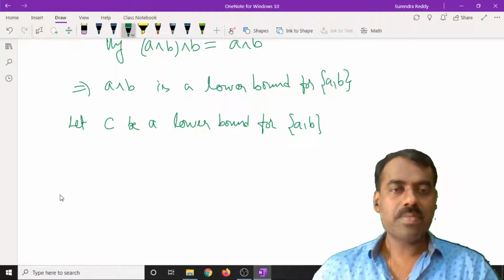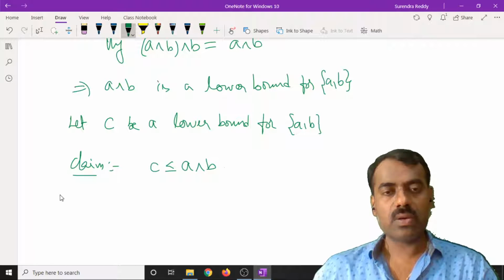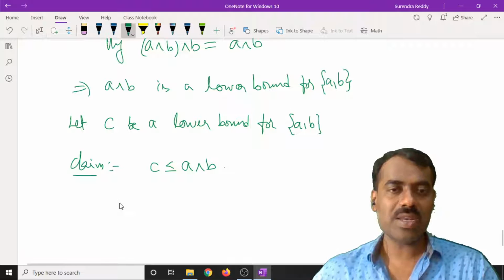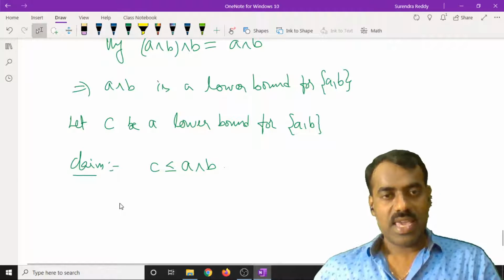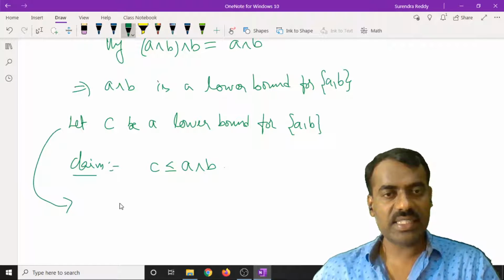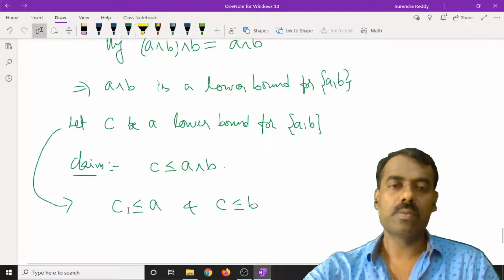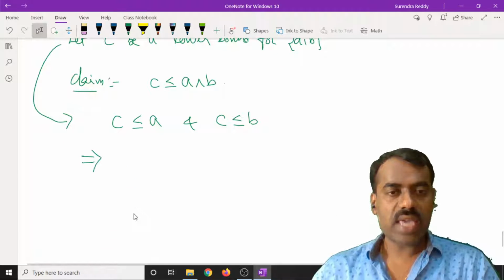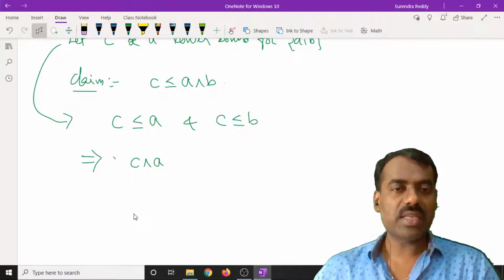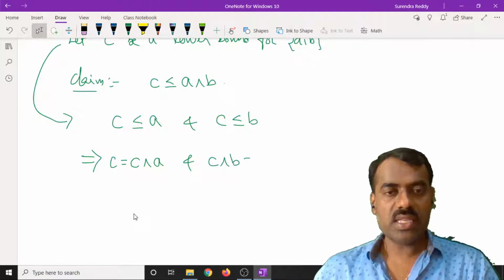Then our claim is what? To make sure that A meet B is the greatest lower bound, we want to show that C is less than or equal to A meet B. If we show that C is less than or equal to A meet B, then A meet B will become the greatest lower bound, right? Fine. Now using the given data, C is a lower bound. So what you get here is C is less than or equal to A and C is also less than or equal to B, right? But if C is less than or equal to A, what is the meaning of this? C meet A is the same as C. Yeah, if you want, you can write this side. And C meet B is again C.